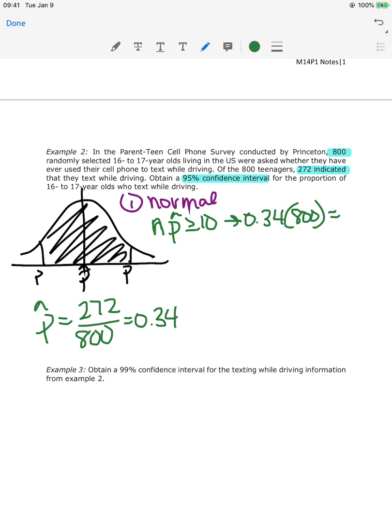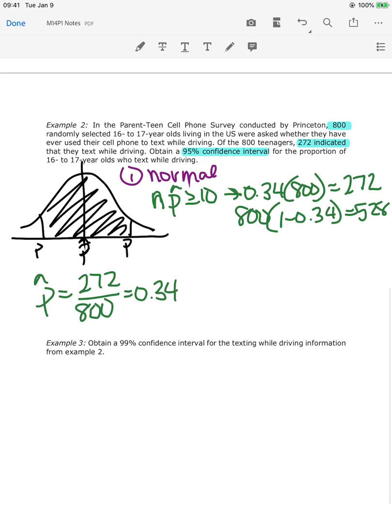Well, it's equal to 272. So yes. How about 1 minus 0.34, as we also have to check that guy. Minus 0.34, and that gives us 528. So we're good there. We have a normal distribution using p hat as our best estimate for p.